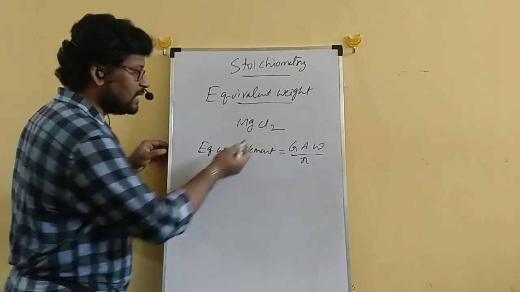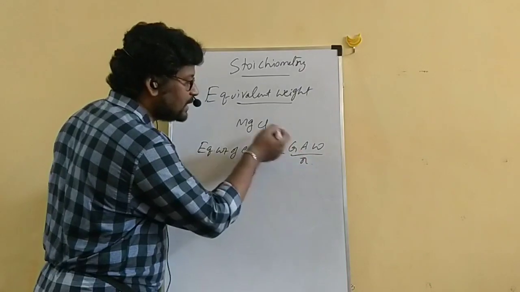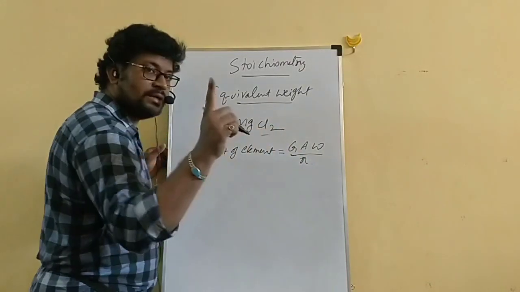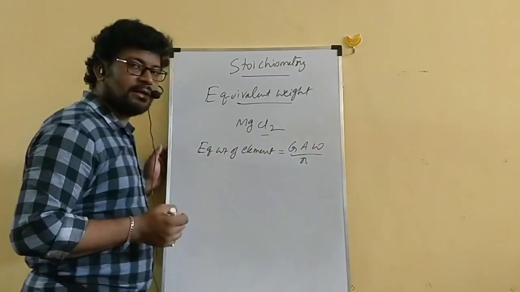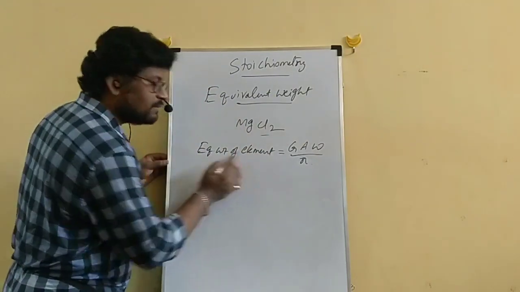If you want to write chlorine, equivalent weight of chlorine is equal to gram atomic weight of chlorine divided by what is the valency present on chlorine? 1. So we will write 1 here. In this way we can define equivalent weight of element.